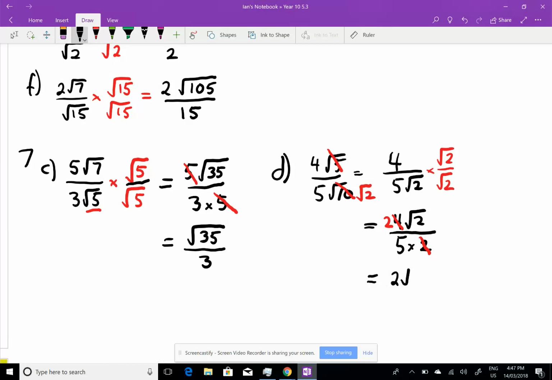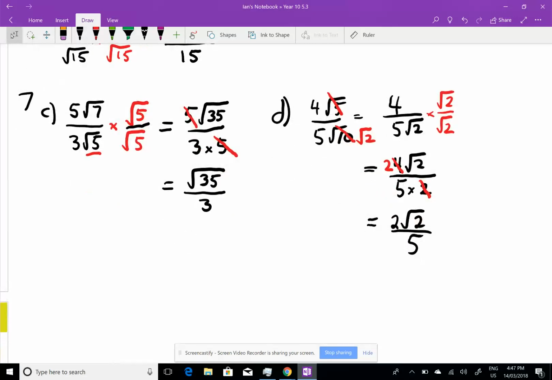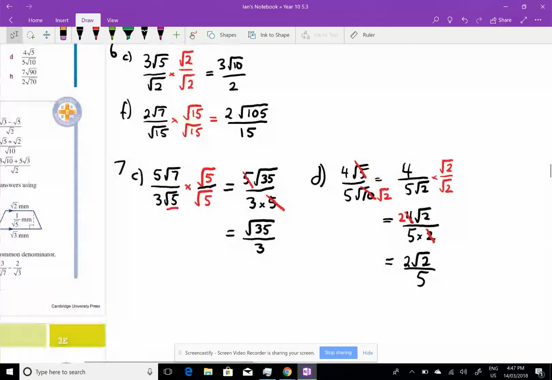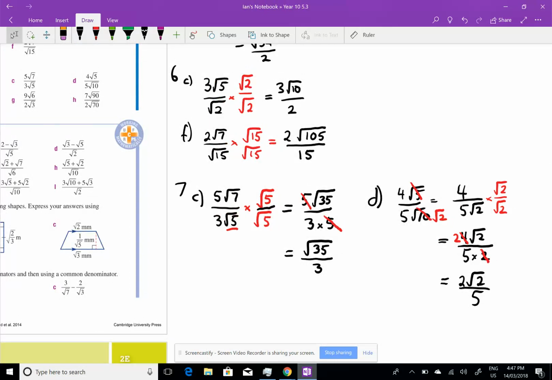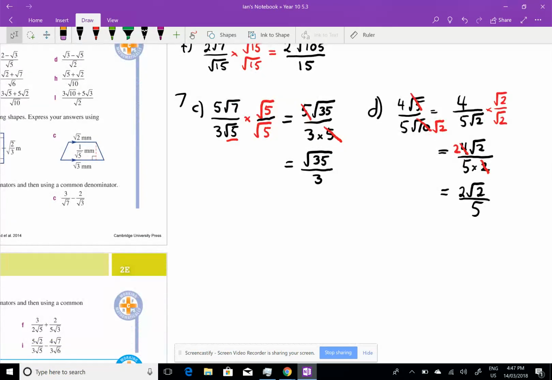So I get 2 root 2 on 5. And if I'm looking at 7D, am I right? 100% yes! Thank you. So I'll do 7H. See if you can do it before I do it.